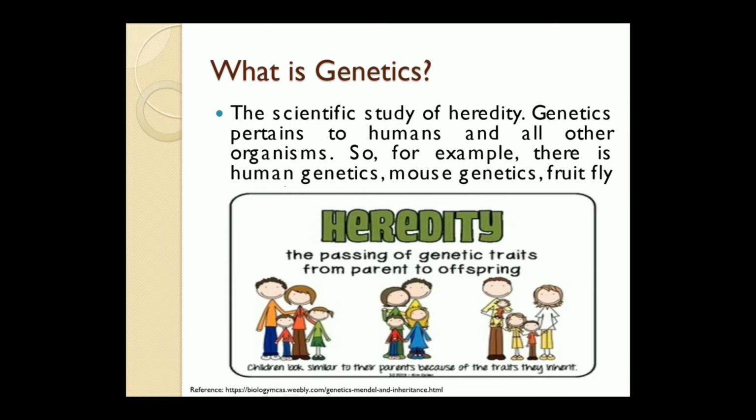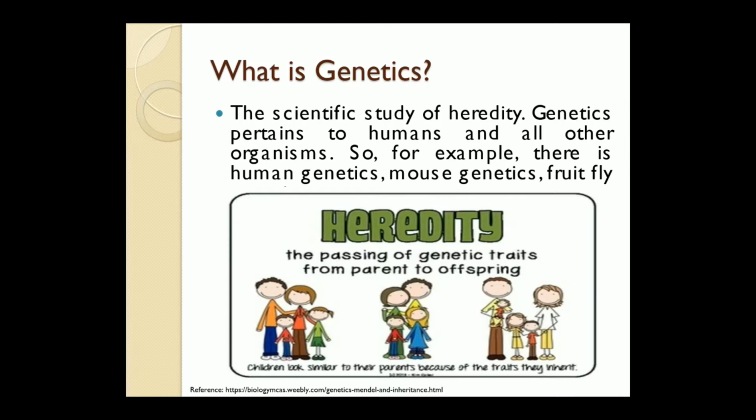Genetics pertains to humans and all other organisms. So for example, there is human genetics, mouse genetics, fly genetics. So heredity. What is the meaning of heredity? The meaning of heredity is the transfer of genetic traits from parents to their offspring.